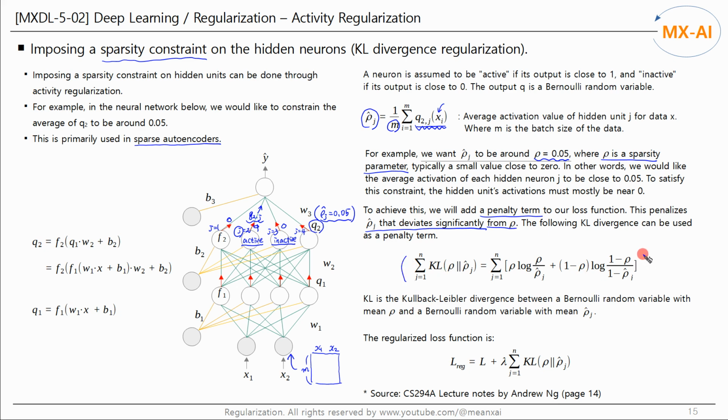The following KL divergence can be used as a penalty term. This KL is the Kullback-Leibler divergence between a Bernoulli random variable with mean rho and a Bernoulli random variable with mean rho hat j. Minimizing this makes the distribution of rho and the distribution of rho hat j similar. That is, rho hat j gets closer to rho. So the regularized loss function is as follows. The source of this content is this document. For more information on this, please refer to this document.